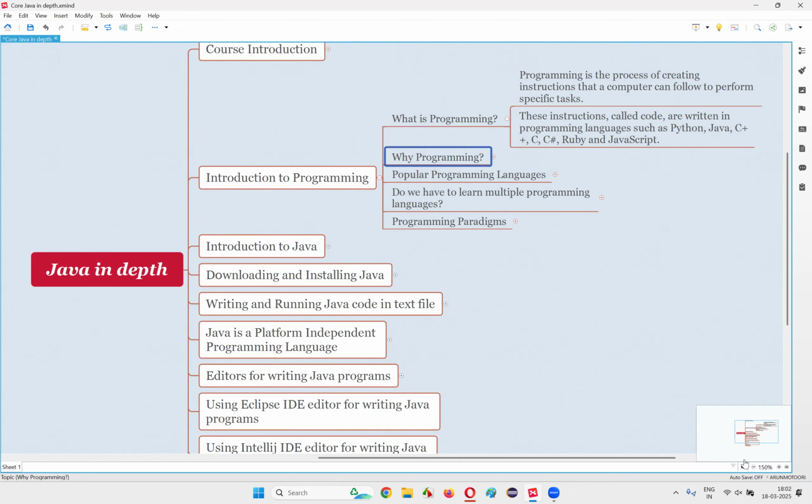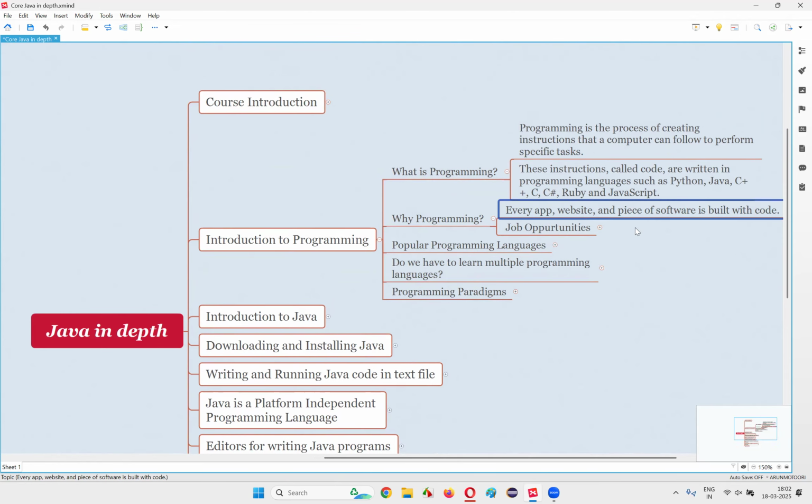Then why programming? Why do the developers have to write the programs, and what is the use of programming?